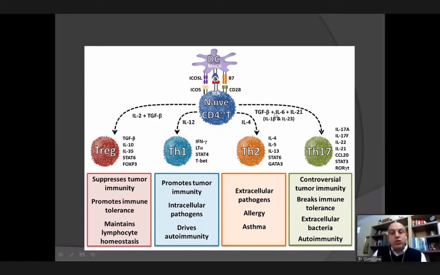Now, if it receives also interleukin 21, it will become Th17 by secreting interleukin 17A, F, interleukin 22, interleukin 21. It is controversial in terms of tumor immunity, breaks immune tolerance, extracellular bacteria, and plays a role in autoimmunity. And some of them will also be T regulatory cells, secreting TGF-beta, interleukin 10, 20, 35, suppressing tumor immunity, promoting immune tolerance, and maintaining lymphocyte homeostasis. So we do have at least 4 known Th subclasses: Th1, Th2, Th17, and T regulatory.